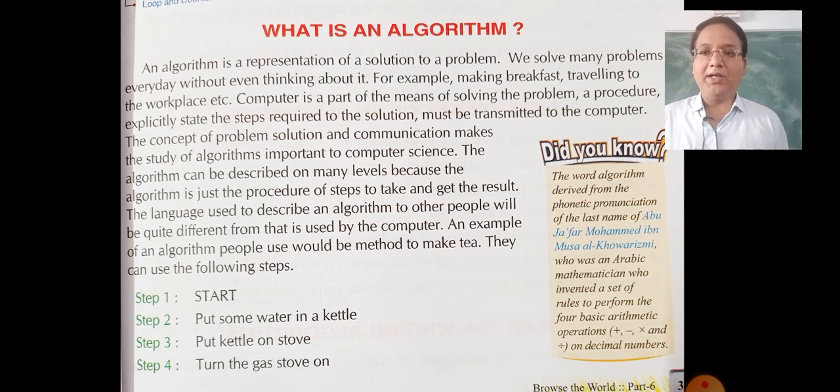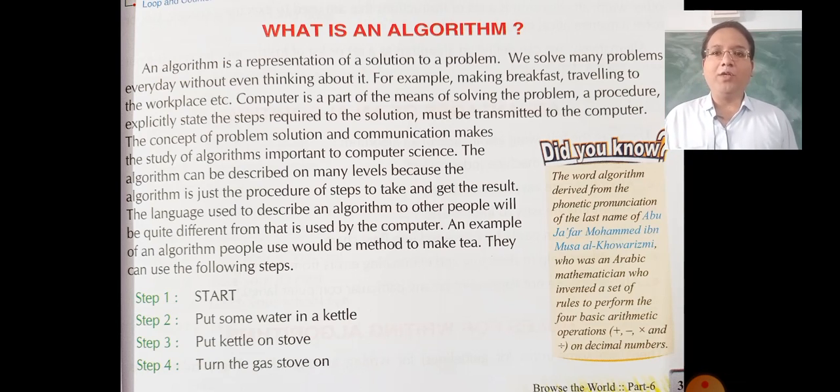The algorithm can be described on many levels because the algorithm is just the procedure of steps to take and get the results. Means, follow the steps and get the results. The language used to describe an algorithm to other people will be quite different from that used by the computer. An example of an algorithm people use would be the method to make tea.